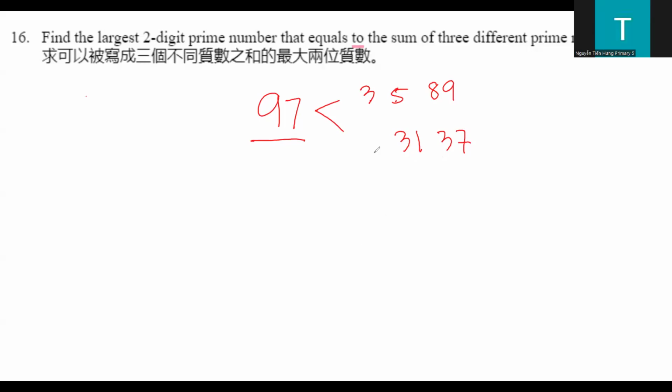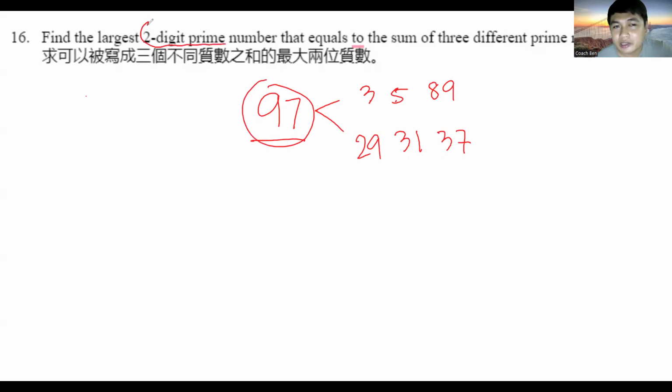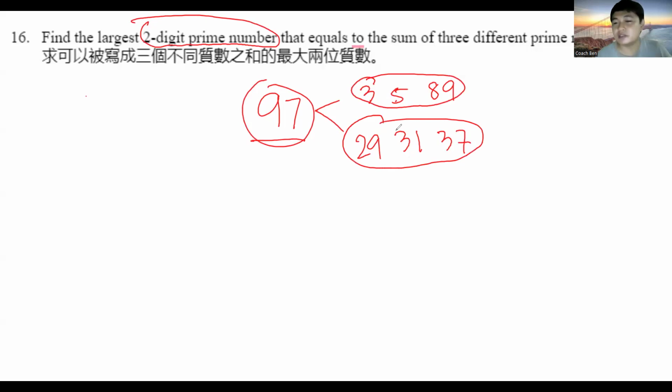29. Oh, yeah, 29. So you can use these to get 97. And this is already the largest two-digit prime number. It can also be expressed as a sum of three other prime numbers. So that's why the answer for number 16 is 97. Okay?